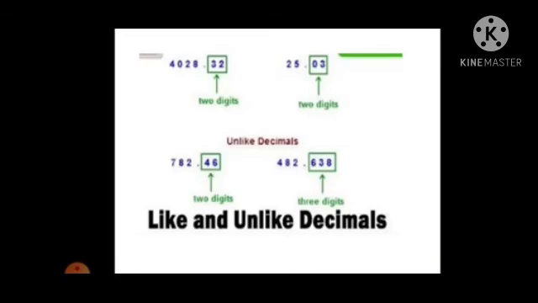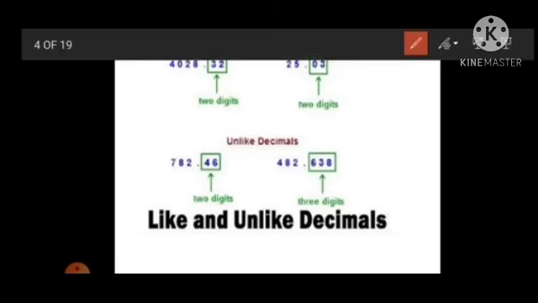Now, see here: 4028.32. After the decimal point, how many digits? 2 digits. 25.03, after the decimal point, how many digits? 2 digits. So, it is a like decimal. Okay. Now, 782.46, how many digits? 2 digits. 482.638, how many digits? 3 digits. Here, the decimal places are different, so this is unlike decimal. Now, we convert unlike decimal into like decimal.